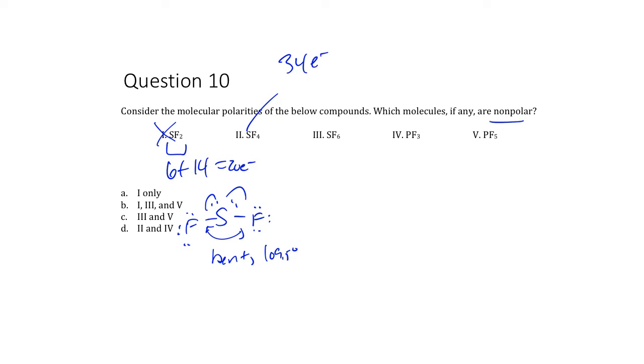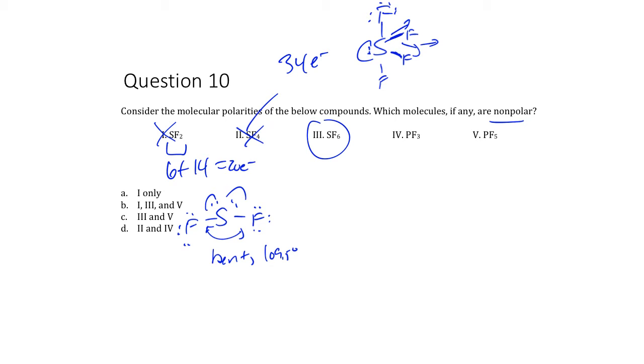34 electrons coming from 6 plus 28. Central sulfur, 4 fluorines, lone pair on sulfur. Each of the fluorines would have a lone pair around them. And you can see the fluorines aren't all opposing each other. We have this lone pair here. We got a net dipole moment bisecting the bent SF-S bond. So we definitely have a polar molecule.